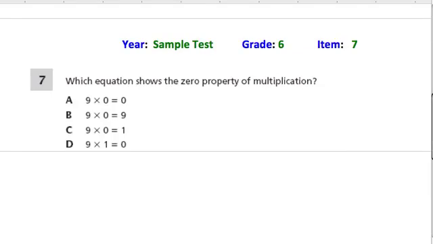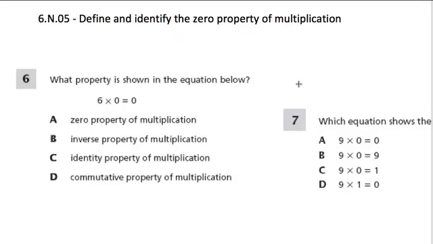Hi, welcome to our video on the zero property of multiplication, which just says that usually, with the numbers we deal with, anything times 0 gives us 0. And they're showing it here in these two questions and asking for it. So here they say, what property is this? It's right here, 6 times 0 is 0. Well, that's the zero property of multiplication.